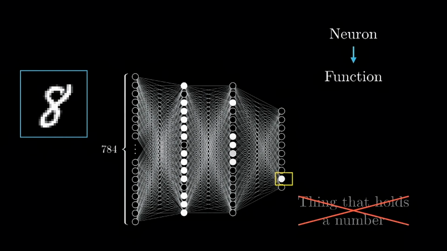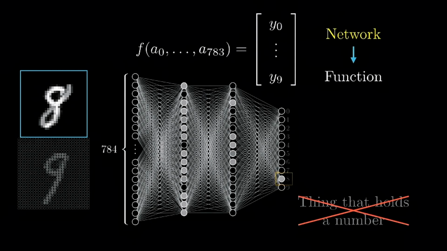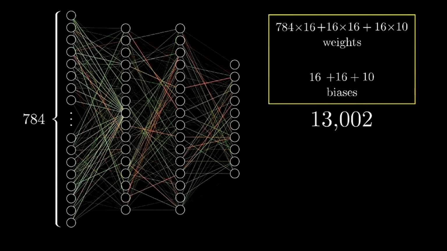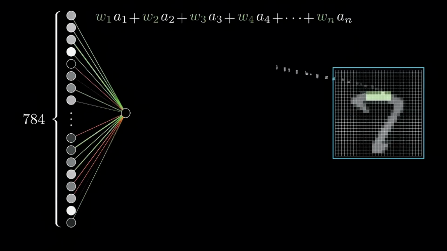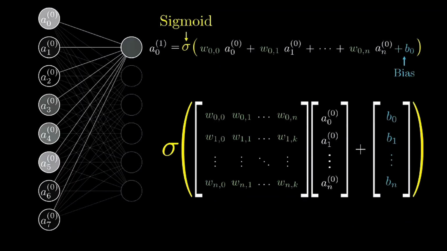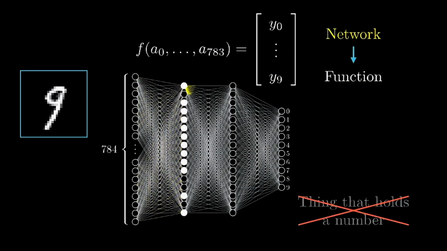Really, the entire network is just a function, one that takes in 784 numbers as an input and spits out 10 numbers as an output. It's an absurdly complicated function, one that involves 13,000 parameters in the forms of these weights and biases that pick up on certain patterns, and which involves iterating many matrix vector products and the sigmoid squishification function. But it's just a function nonetheless.